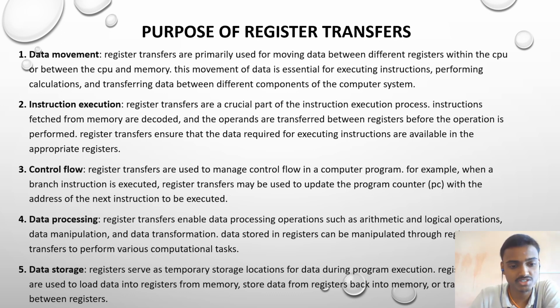Next one is data processing. Register transfer enables data processing operations such as arithmetic, logical operations, data manipulation, or data transformation. Data stored in registers can be manipulated using register transfer to perform various computation tasks. Let us say there are two registers, R1 and R2, and we have to add the two registers. Let us take an example where R1 contains the number 3 and R2 contains the number 4. We have to add the two registers, so the resultant operation is stored in another register or within the same register. So the result is 4 plus 3, which is 7, and that is recorded in register R3 or within the same register.